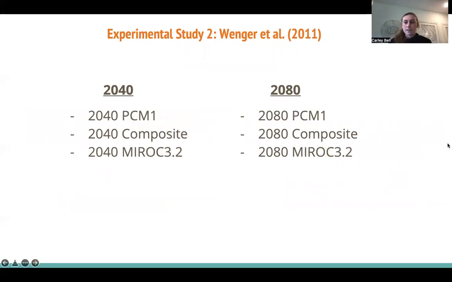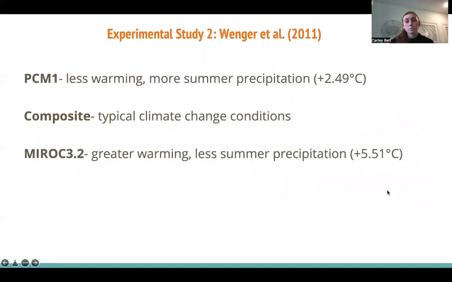And like I said, they did it in 2040 and in 2080, but they wanted to do it under 3 different conditions, which they called PCM1, composite, and MIROC 3.2. So the composite model was the exact same thing that was studied in the first study, which was just typical climate change conditions. But then they also wanted to test less warming versus more warming and less precipitation versus more precipitation to kind of isolate temperature and precipitation to see which one had a greater effect on the trout over time.